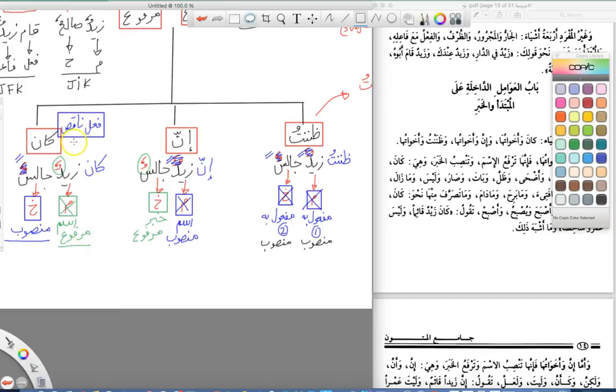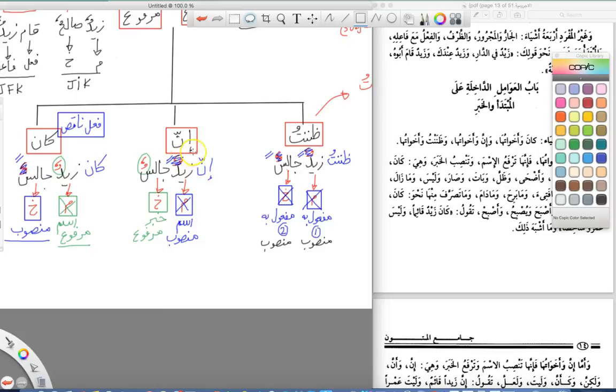Fi'l naqis means incomplete verb. Why is it called an incomplete verb? Because if you look at the sentence, kana Zaydun jalisan, it hasn't fully worked on it. It's partially worked on it. So they call it a partial verb. It's like a half verb basically.